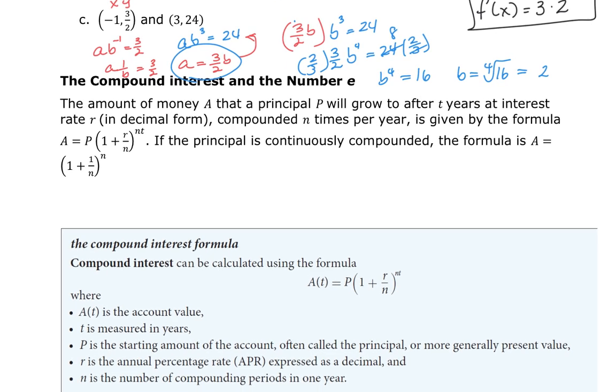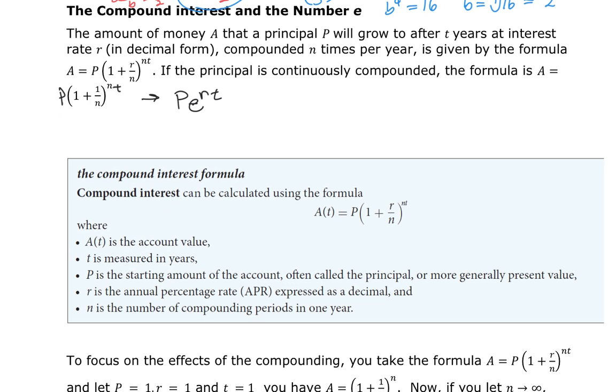So the amount of money A that the principal P will grow to after t years at a rate R in decimal form, compounded n times per year, is given by this formula. This is compound interest: the number of times you compound in a year, the number of years, and R being the rate as a decimal. If the principal is continuously compounded, then this equation ends up becoming A equals P times e raised to the RT.